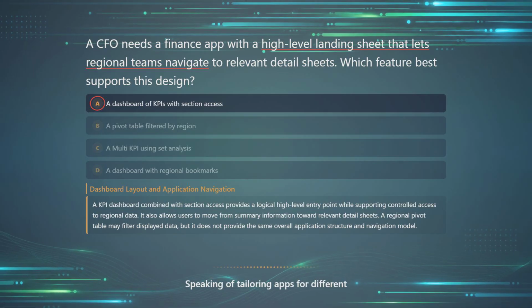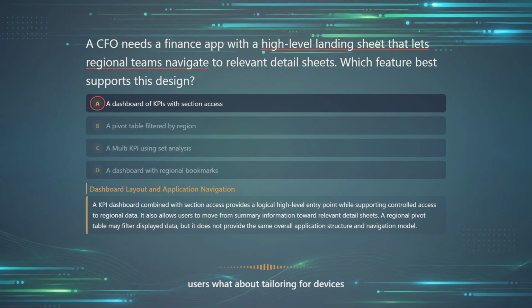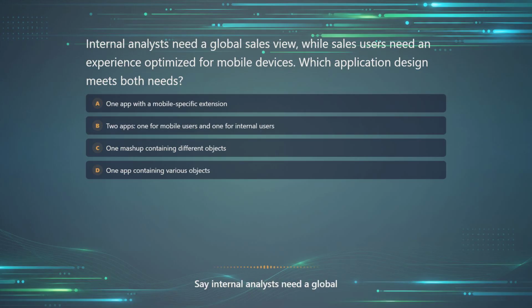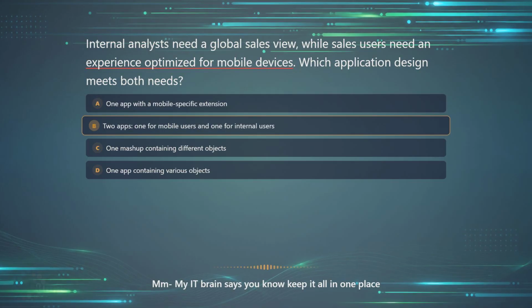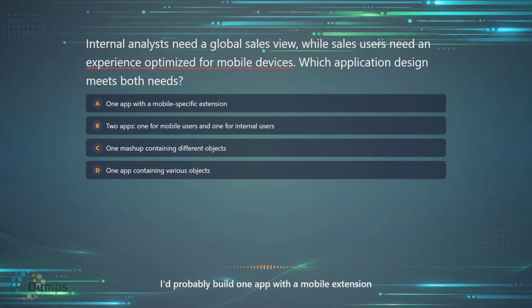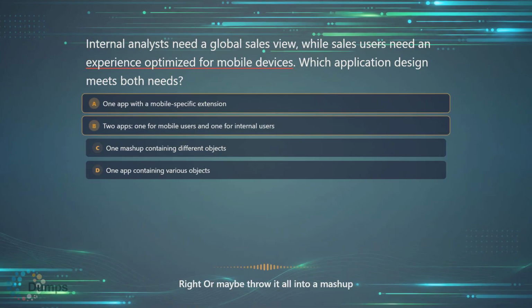Speaking of tailoring apps for different users, what about tailoring for devices? That's a big one. Say internal analysts need a global sales view, but that same sales team needs an experience optimized for mobile. My IT brain says, keep it all in one place to save on maintenance. I'd probably build one app with a mobile extension. Or maybe throw it all into a mashup.